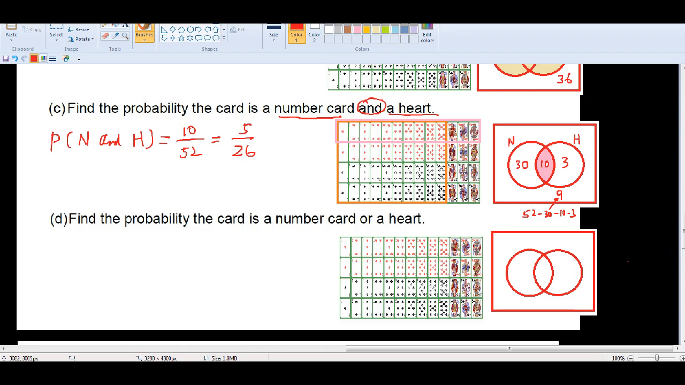Alright, so the last one. The probability of the card is a number card or a heart. Okay, so this time it is "or", a number card or a heart. So it should include all the numbers here, all the numbers here, all the numbers here, and we should put our highlight. You consider all the numbers in the 2 circles, and of course this one.